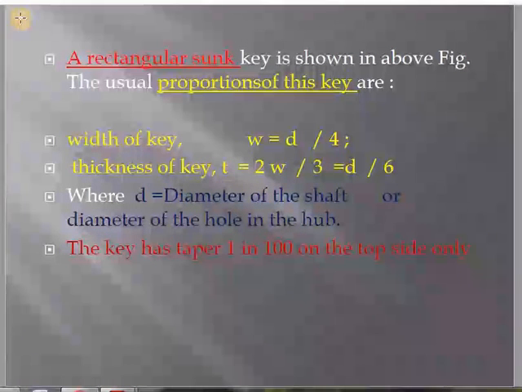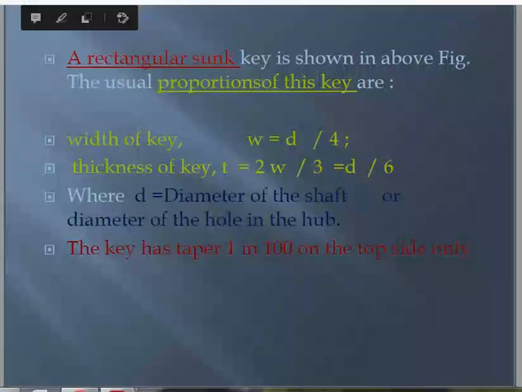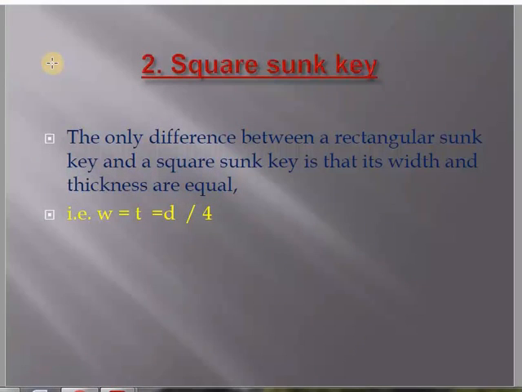Next we look into square key. The difference between the rectangular sunk key and the square sunk key is that its width and thickness are equal. So we can take width W equal to thickness of the key T equal to D/4. So it is the only difference between the rectangular and square sunk key.